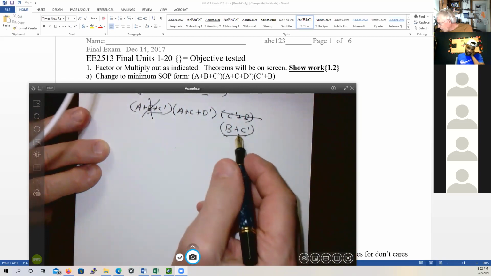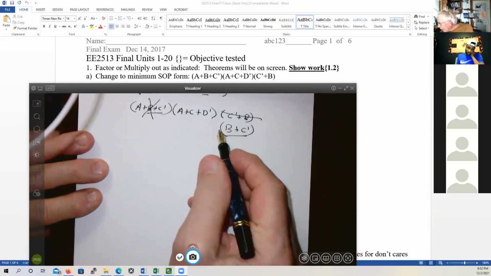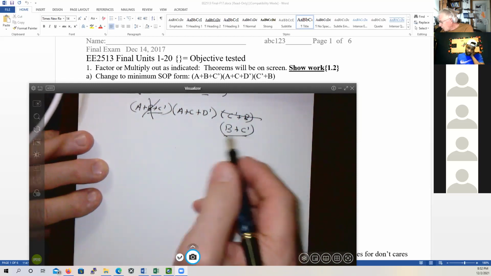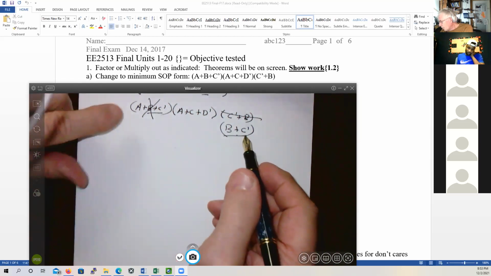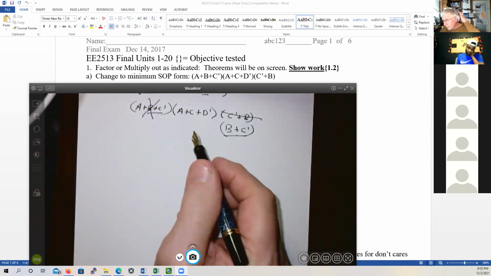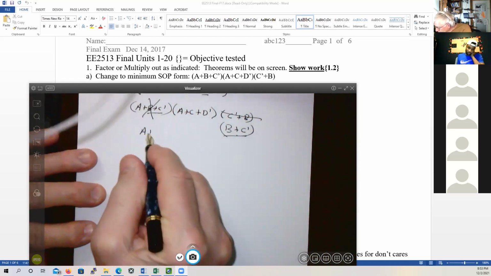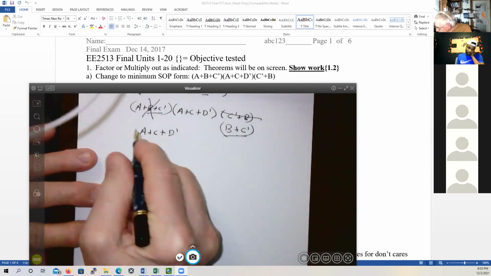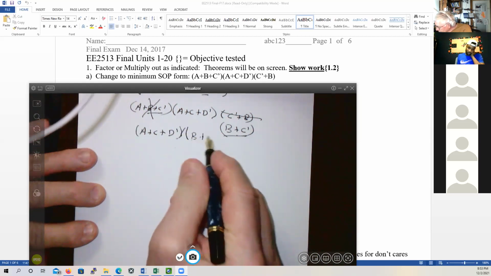That term's included here because you know that you could have A plus B plus C prime and A prime plus B plus C prime, and they could combine to this. So obviously this includes both of those terms. All right, so now we just have A plus C plus D prime and B plus C prime.